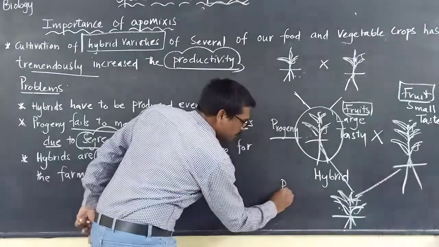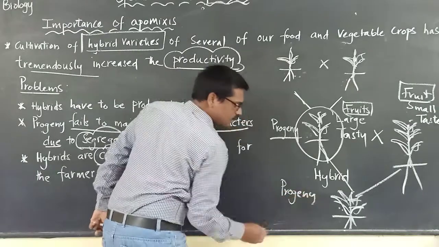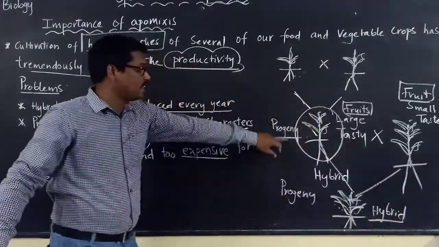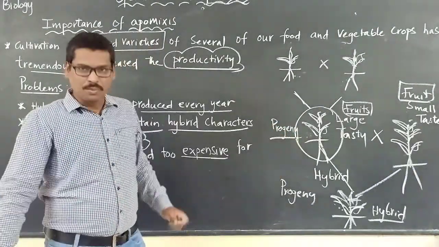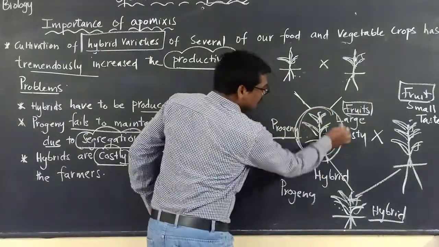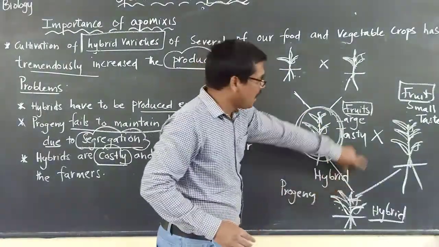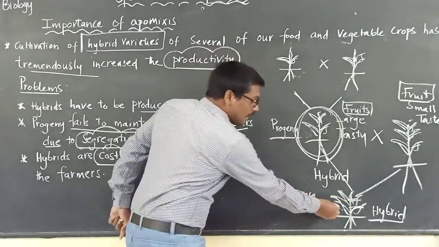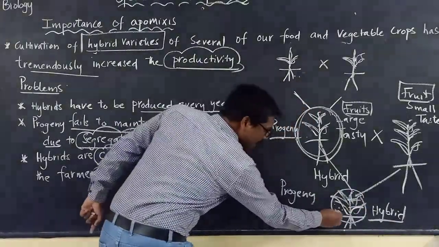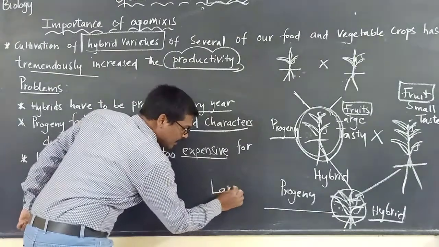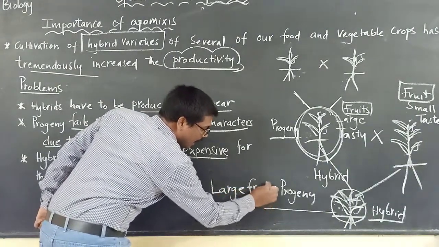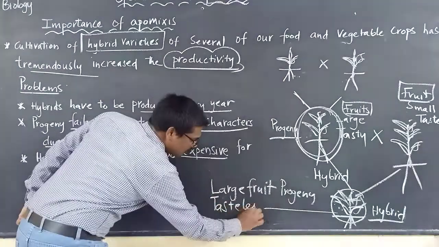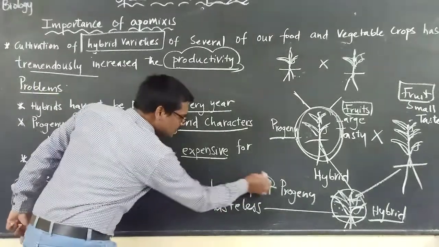This we call it as what? The progeny. This is the hybrid, let us say. But this hybrid, will it maintain the same characteristics as that of this plant? No. Why? Because this plant will be carrying half of the characteristics, and this plant will be transferring half of the characteristics to this plant. Which means there are chances that this plant may be bearing large fruits, but they may be tasteless now.